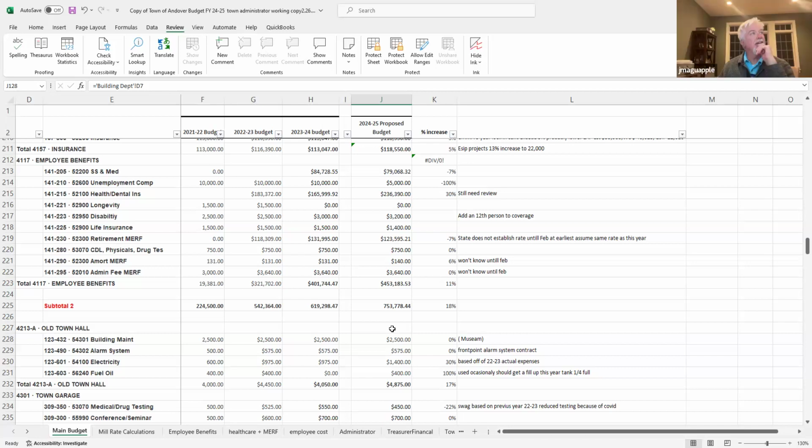If I'm just going to try to visualize it for myself, so it's 80. The insurance is actually going down. So the $50,000 extra is all of the benefit increases, mostly in health insurance. Okay. And the unknown, because we don't have it yet, is what our number's going to be for MERF.